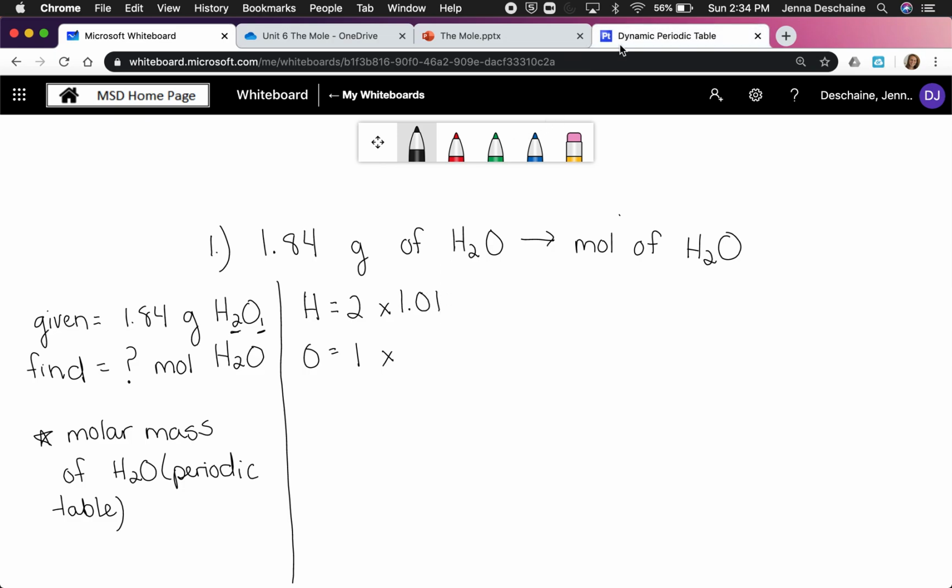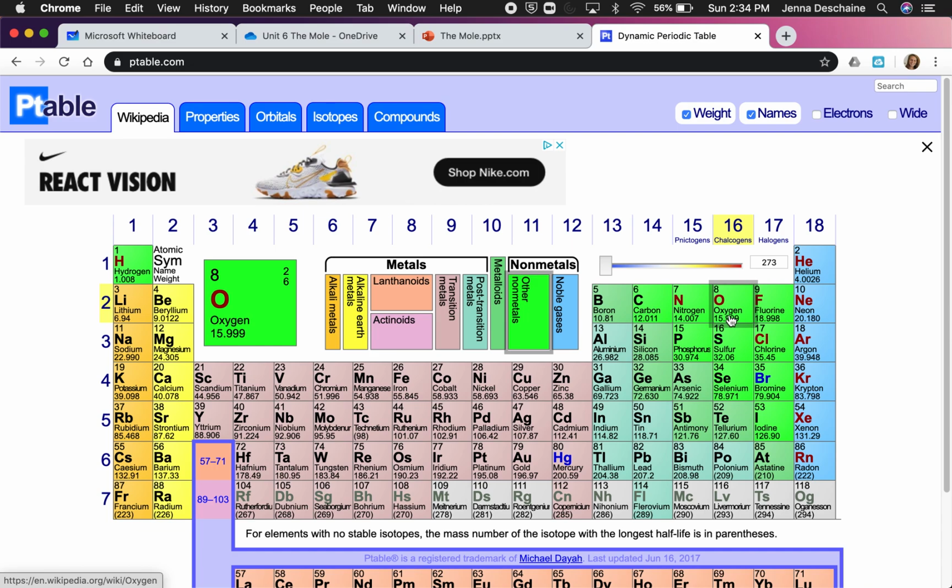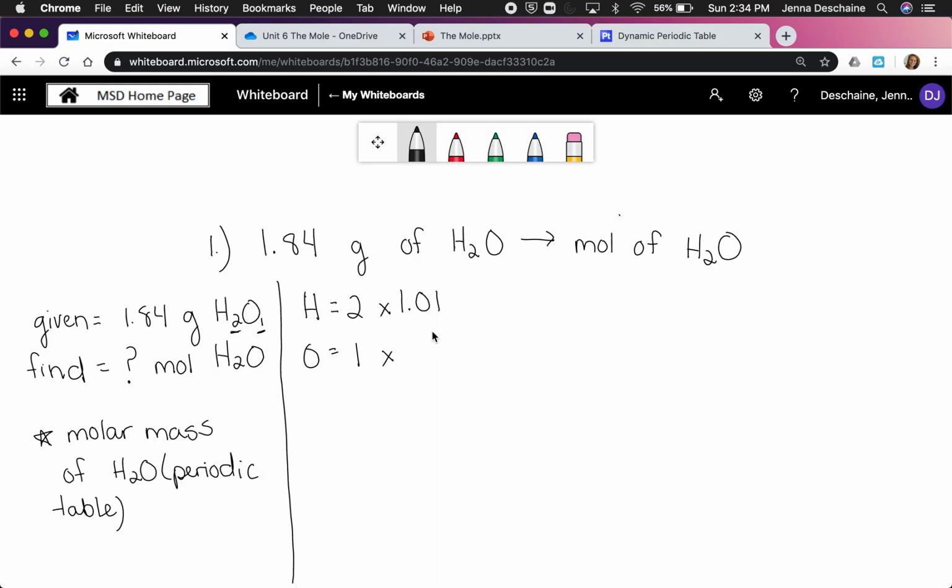And then oxygen is usually around 16, so I'm going to round up to 16. I do those things first, and what I get is that this equals 2.02, and this still equals 16. When I add those together, I get that the mass of water is 18.02 grams.